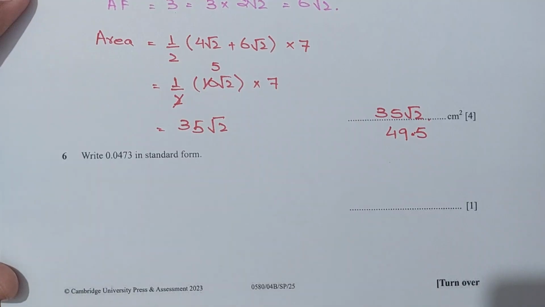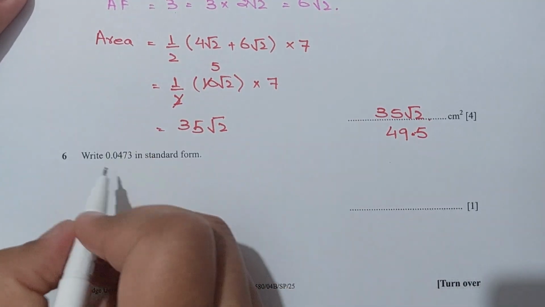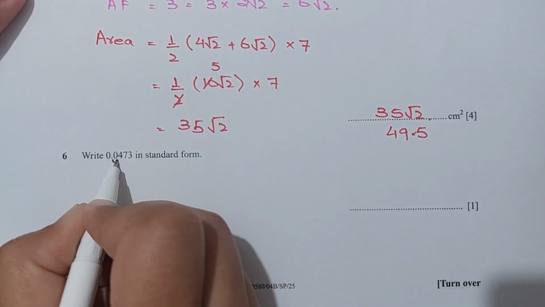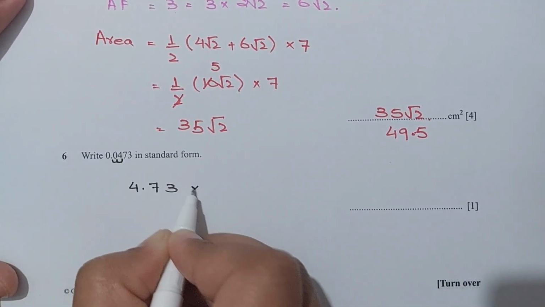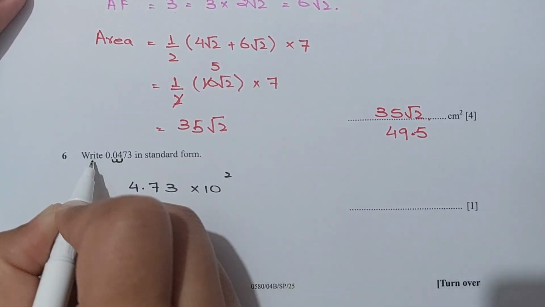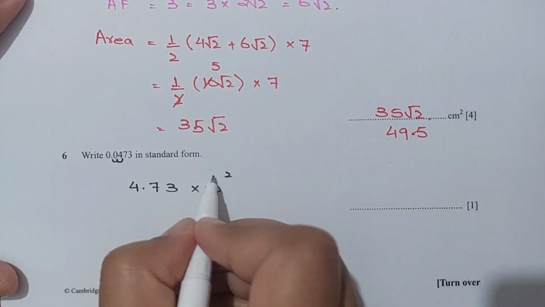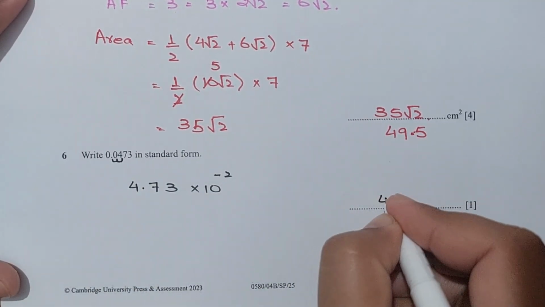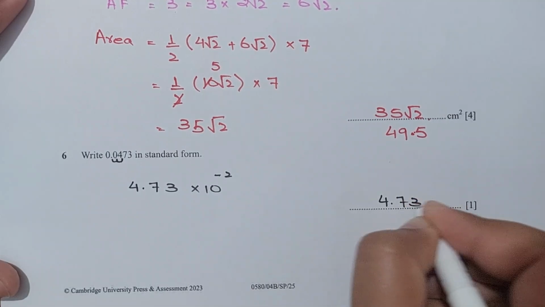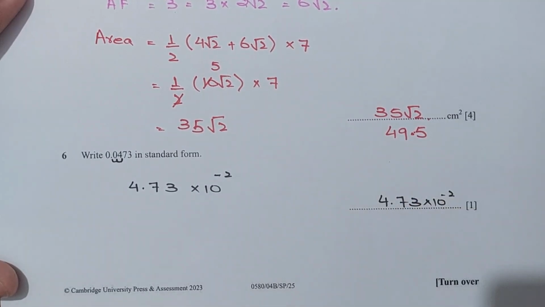Question number 6, write the number in standard form. So we have to move the decimal point 1 unit and 2 units. So this is 4.73 multiplied by 10 to the power 2. Since we are moving to the right, it is negative 2. When we are moving to the left, it is positive 2. So the answer is 4.73 times 10 to the power negative 2.